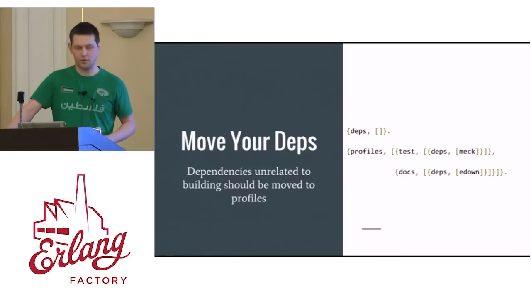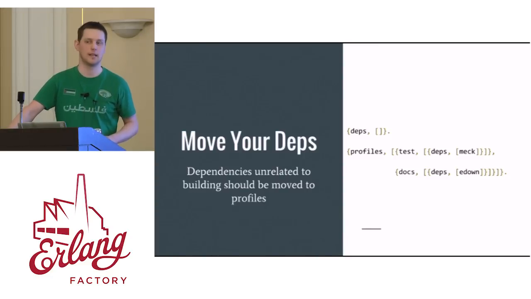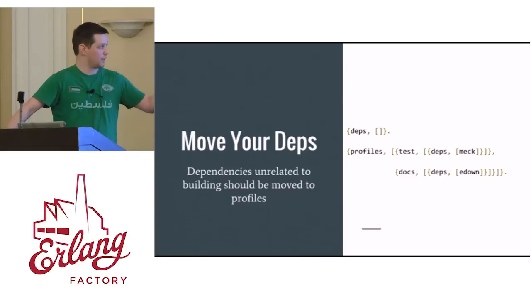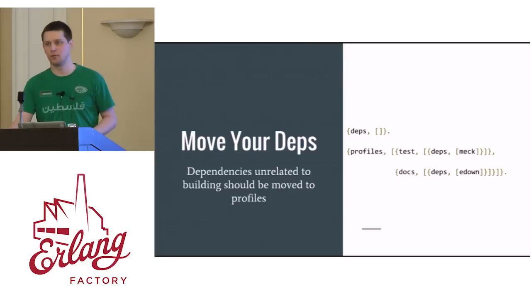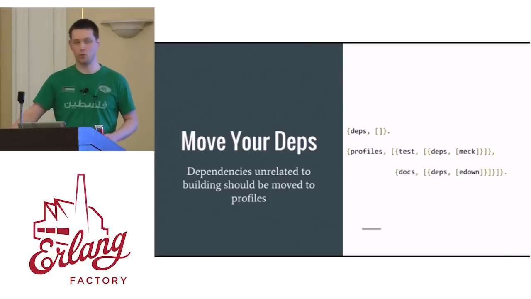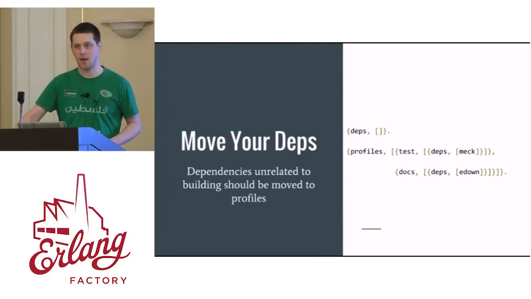Next, you should probably move some of your deps. You probably have dependencies in your deps list that don't need to be there. They're not build dependencies. The test and the docs profiles are built in to Rebar3, and so if you run common test or eunit, it automatically uses the test profile, so it'll automatically get meck in that case. In this case, it will download and get meck. If you run the edoc command, it will automatically get edown because it's in the docs dependency list.